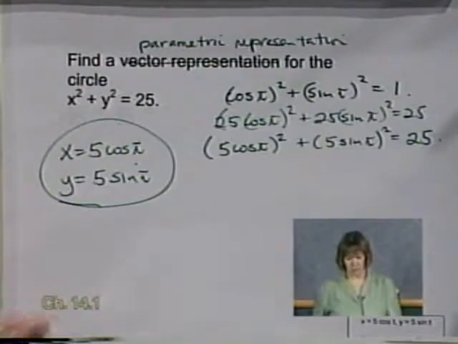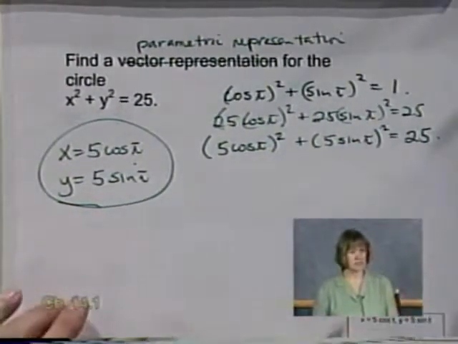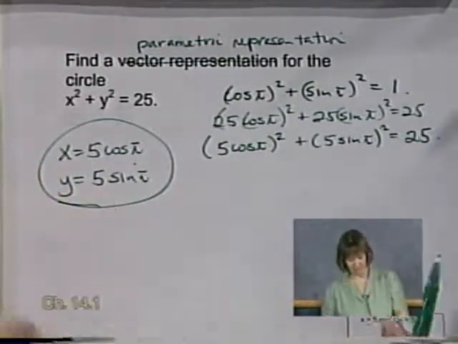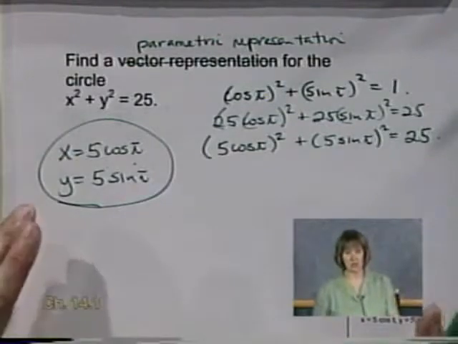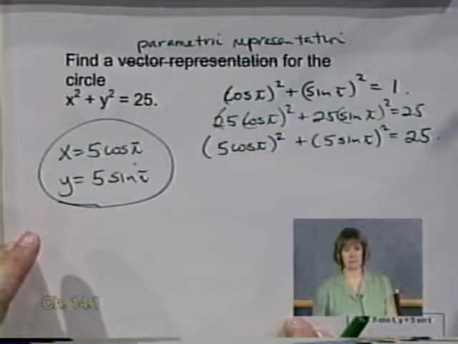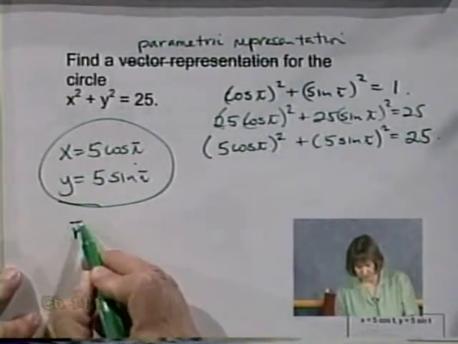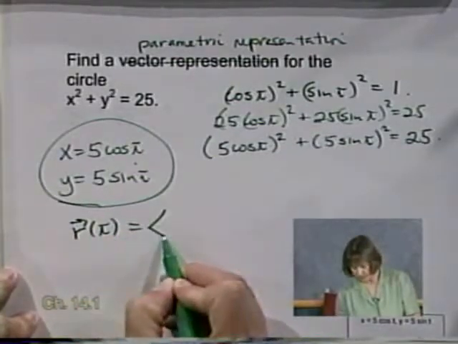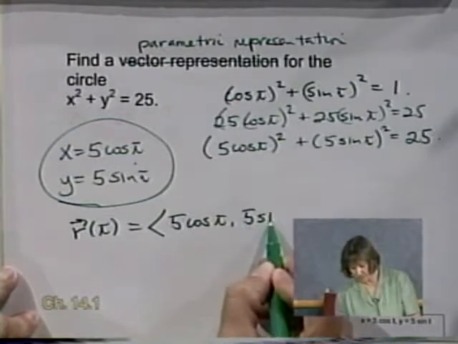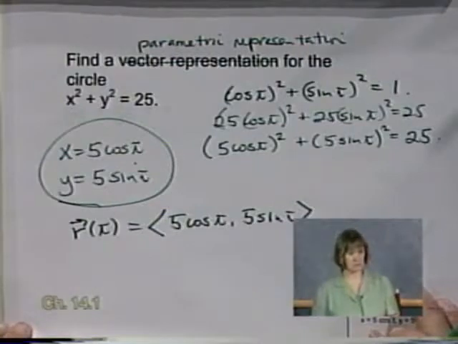You might be saying, why did she know to let x be cosine and not sine? Well, guess what, guys? It would have worked. If you had let x be 5 sine t and y be 5 cosine t, it's the same circle, except they're both going to start at different points and might be going in a different orientation. Now the vector representation, since it's just 2D, would be r of t equals x component 5 cosine t, y component 5 sine t. And you probably remember this from your parametric equations.